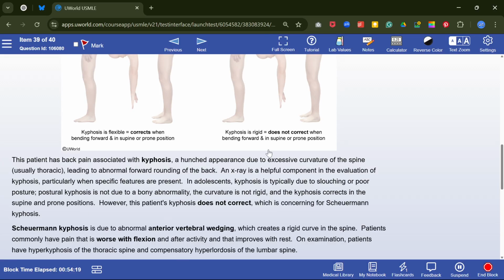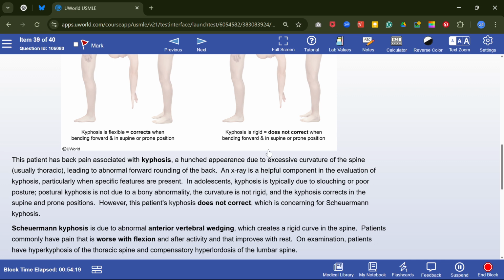This patient has back pain associated with kyphosis, a hunched appearance due to excessive curvature of the spine, usually thoracic, leading to abnormal forward rounding of the back.